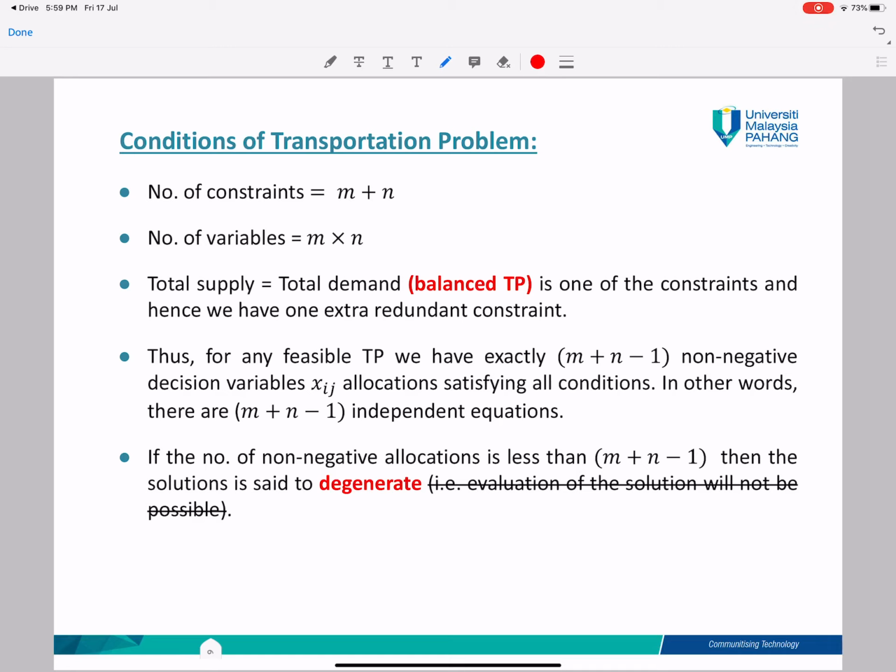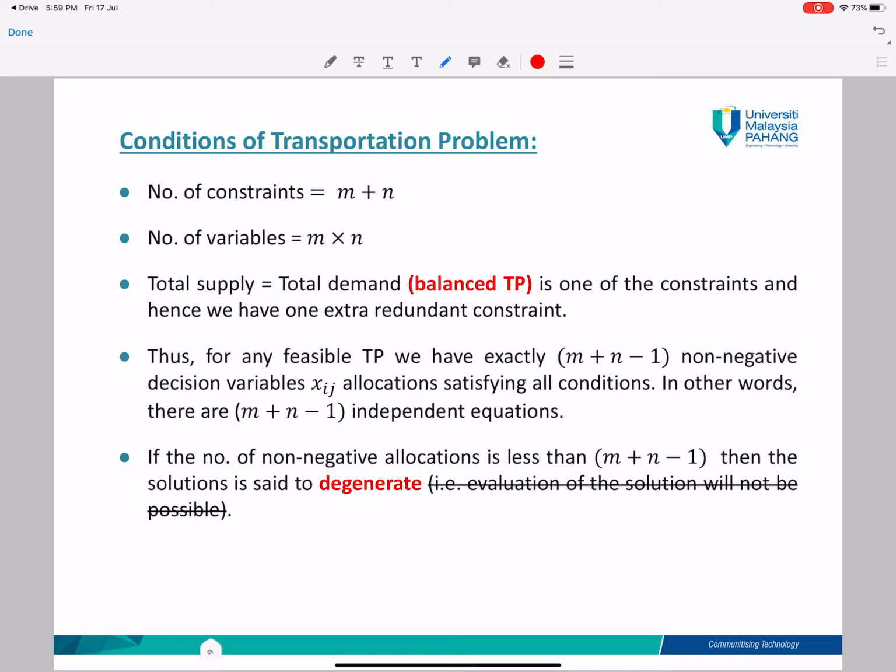And then you must note that the total supply equals the total demand for a balanced TP. Okay. Balance TP ni you kena faham lah, maksud dia is total supply equals total demand. If you have total supply not equal to total demand, it means that you don't have a balanced TP. So unbalanced TP.